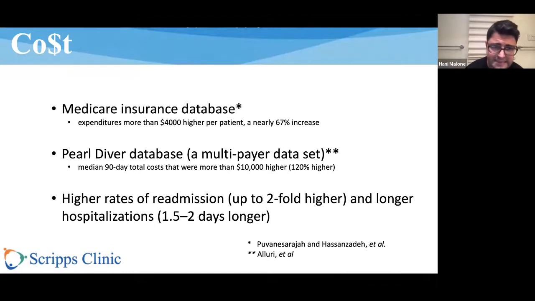There's a study that looked at the Medicare database, and it said that expenditures are about $4,000 higher per patient, which was almost a 2/3 increase in the cost. So obviously pretty dramatic there. And then PearlDiver is a database that doesn't look at government payers, but rather a multi-payer insured data set. And the 90-day cost, so the 3-month out cost, was $10,000 higher, which is 120% of the average cost without a durotomy. So obviously a very significant increase there. And it's primarily due to twofold higher rates of readmission and prolonged hospitalization.